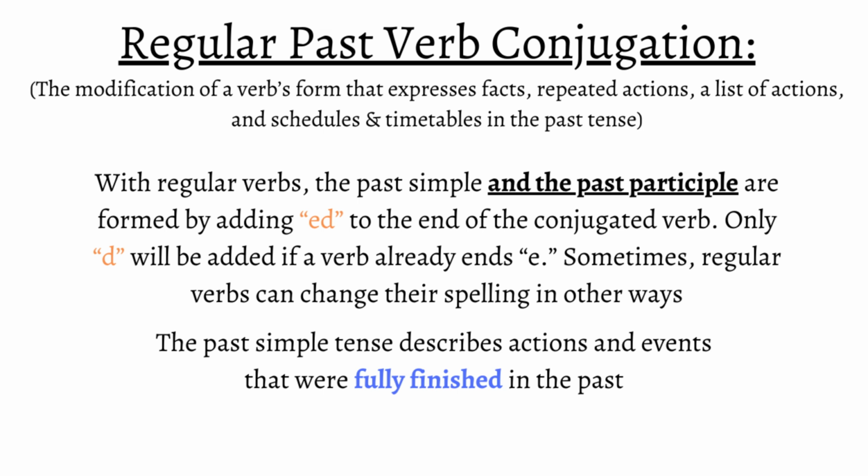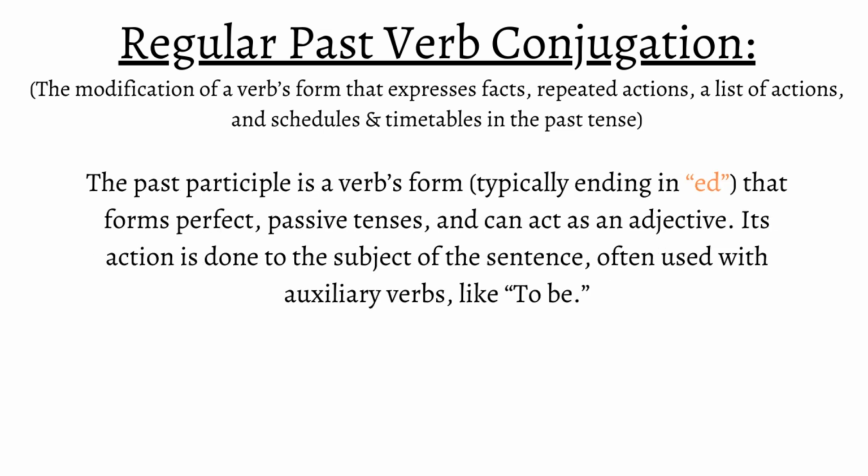However, the past participle is a form of a verb typically ending in ed that forms perfect and passive tenses and can act as an adjective. It's also very important because its action is done to the subject of the sentence, often used with auxiliary verbs, especially to be. Even though it's also a topic for a future video, it needs to be mentioned in the past simple tense because it will make perfect tenses and passive voices simpler to understand grammatically. I will not be elaborating a lot on the past participle in this video, but it's definitely something important for the future.